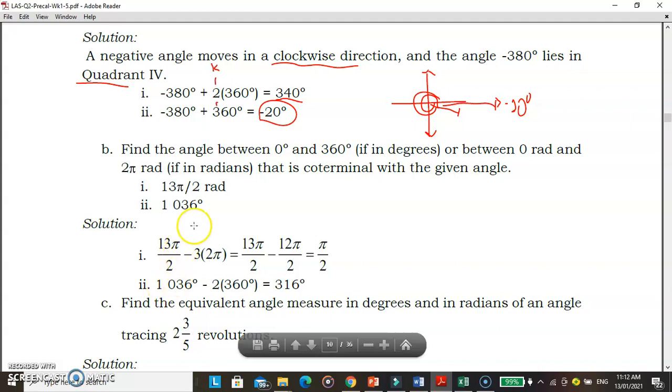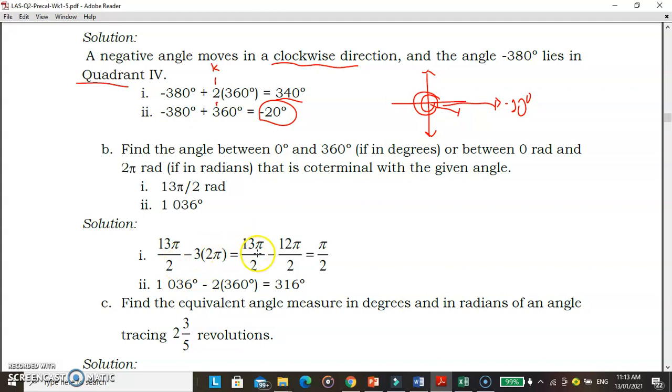So we subtracted 13 pi over 2 with 3 times 2 pi. Meaning, it made three rotations. If you find it difficult to find coterminal angles in radian form, you can convert this into degrees so it is easier for you.